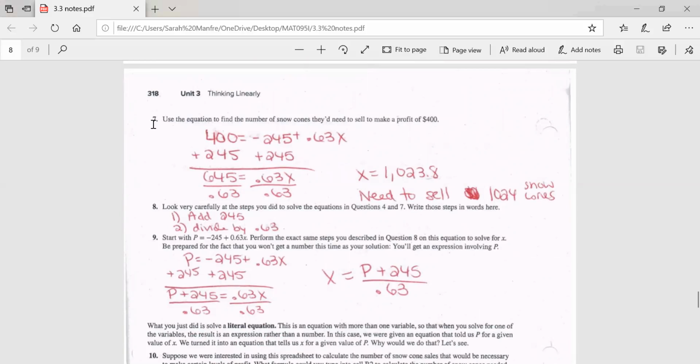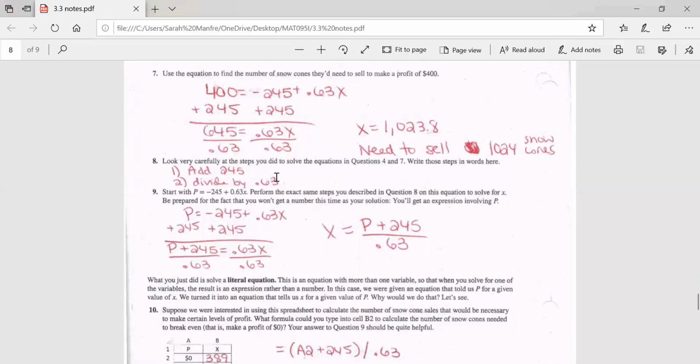Use the equation to find the number of snow cones they need to sell to make a profit of $400. Well, 400 now is my profit, so that's going to replace your P. Okay, be careful what you're replacing. We're not replacing X in this one. 400 equals negative 245 plus 0.63x. This is negative 245, so I have to add 245 to both sides. Now, once you do this, I'm going to divide by 0.63 because it's being multiplied into x, which means you get an answer of 1,023.8. So you can't sell 0.8 snow cones, so you'd have to sell 1,024 snow cones to make $400. Write the steps. I added 245 first, and then you divide by 0.63.